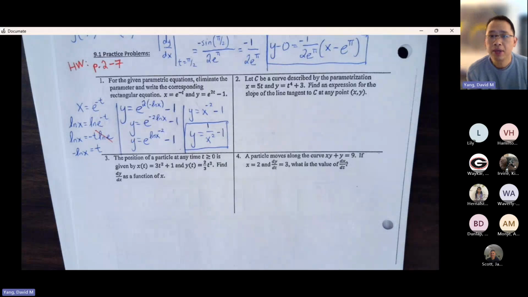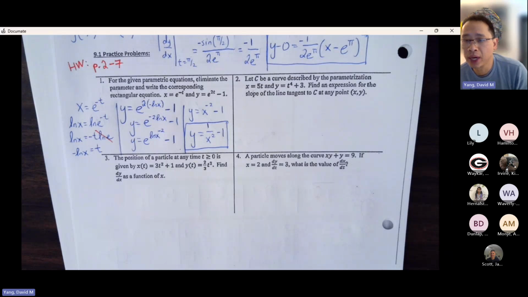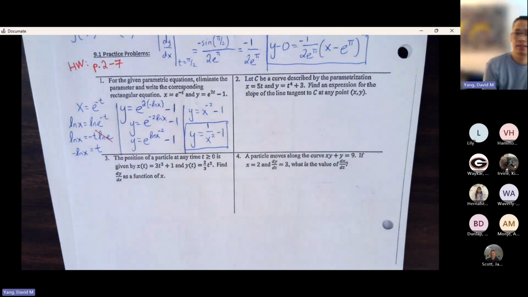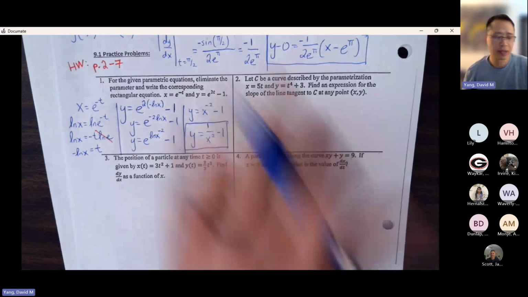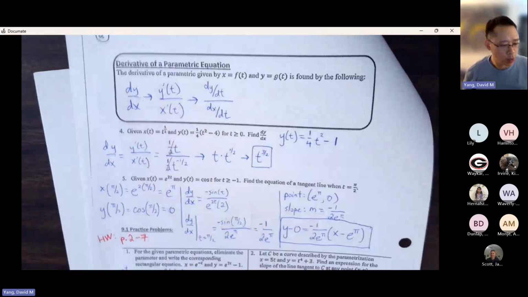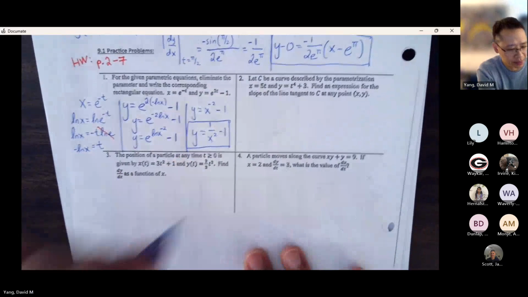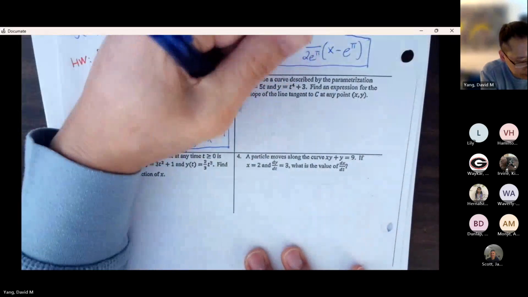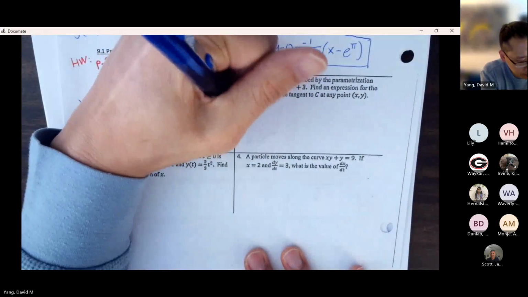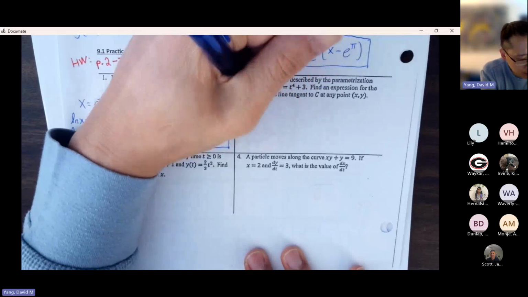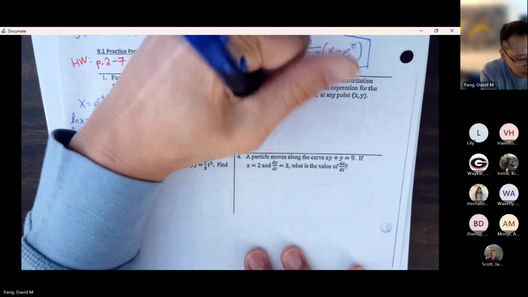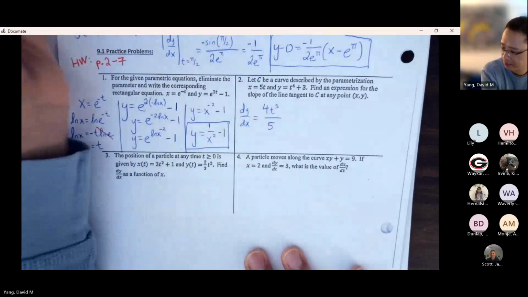Number 2, let C be a curve described by the parametrization of x equals 5t and y equals t to the 4th plus 3. Find an expression for the slope of the tangent at C at any point, x, y. So we're just trying to find dy over dx. So just y prime over x prime. So y prime is just 4t cubed. X prime is just 5. That's it.